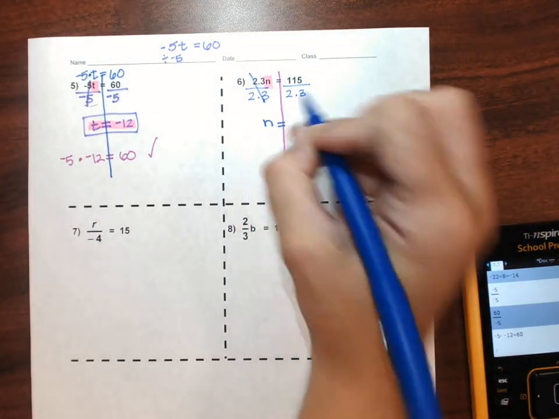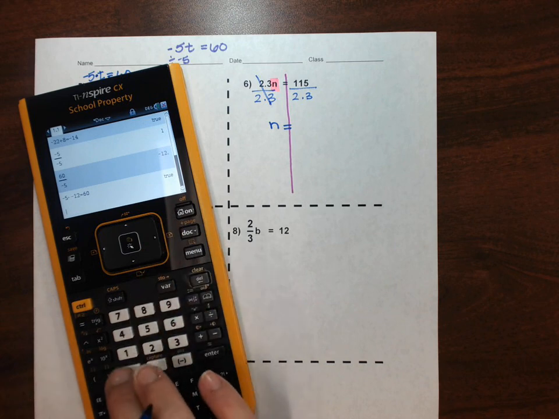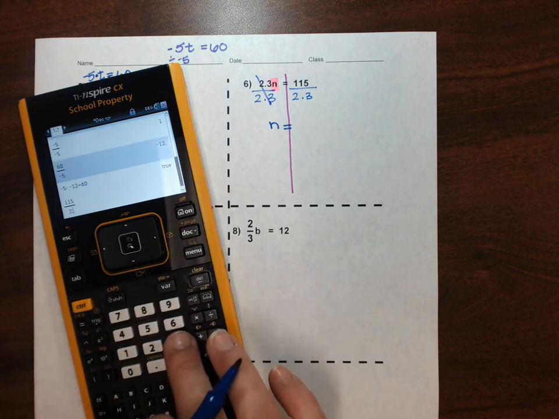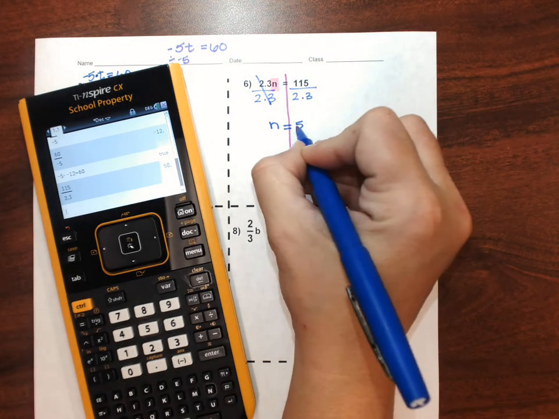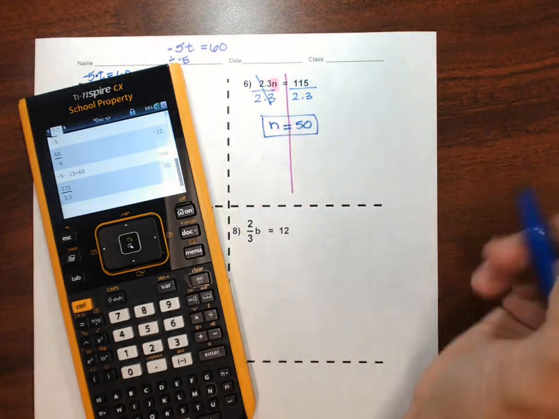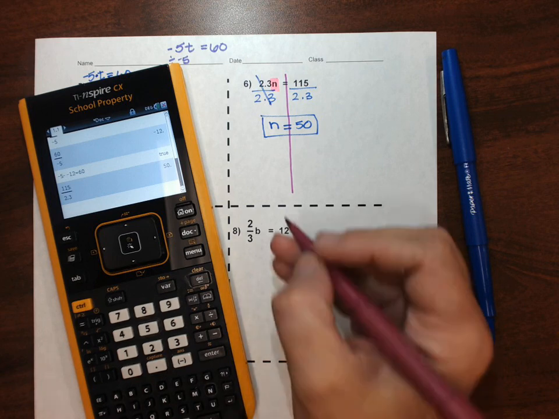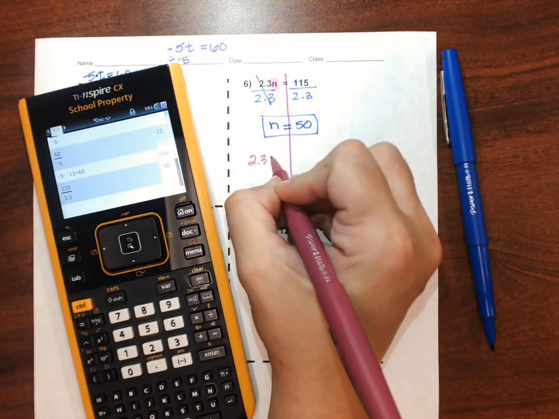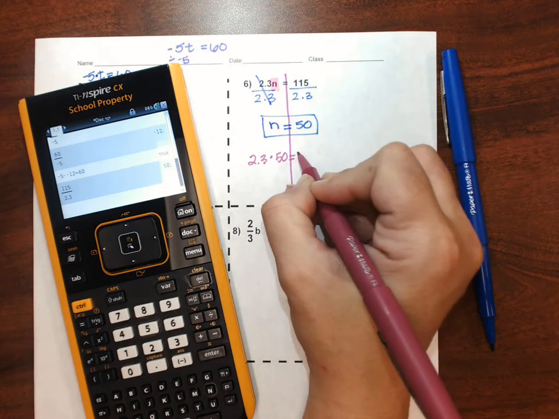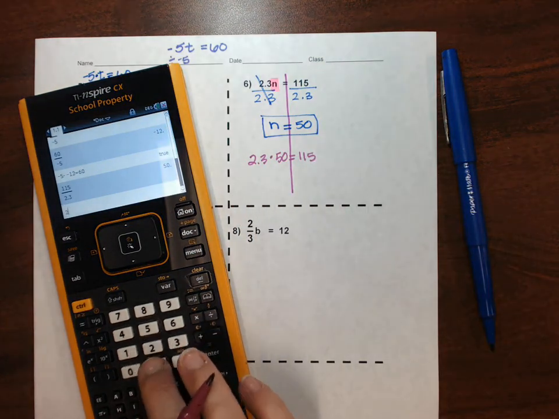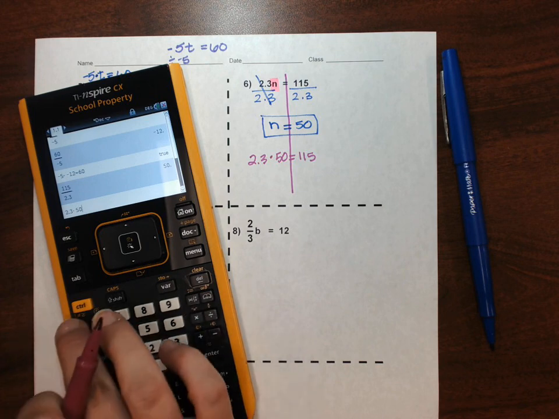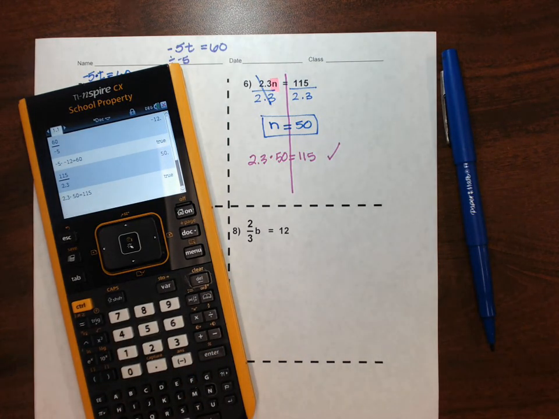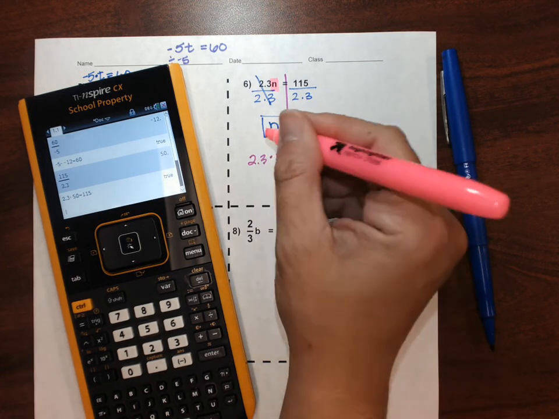So n equals, and we'll say 115 divided by 2.3, and I get 50. So now I'm going to go plug in 2.3 times n. 2.3 times 50 equals 115. That is a true statement. All right.